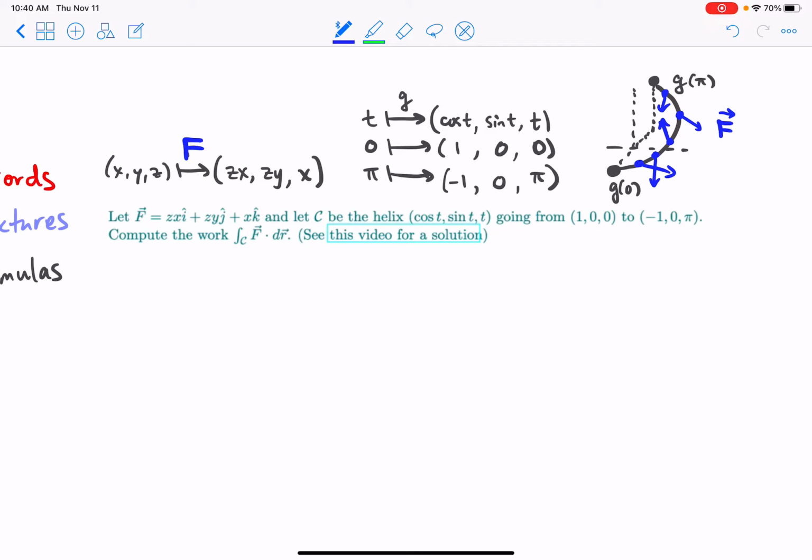Okay, so we need to compute the work. And the work says how much the vector field F is going along our curve overall, as we go all across the curve, averaging the amounts of F that are going along the curve. And so let's write that down in words maybe. So the work integrates some function along our curve.